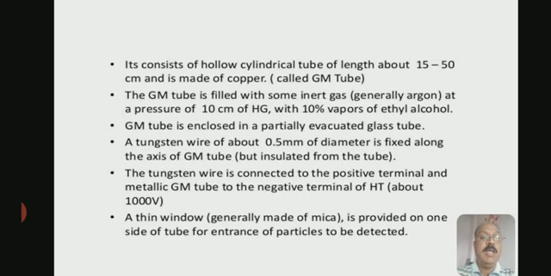A tungsten wire of about 0.5 millimeter diameter is fixed along the axis of the GM tube but insulated from the tube. The tungsten wire is connected to the positive terminal and the metallic GM tube to the negative terminal of a high tension battery of about 1000 volts. A thin window, generally made of mica, is provided on one side of the tube for entrance of particles to be detected. You observe the figure once again.